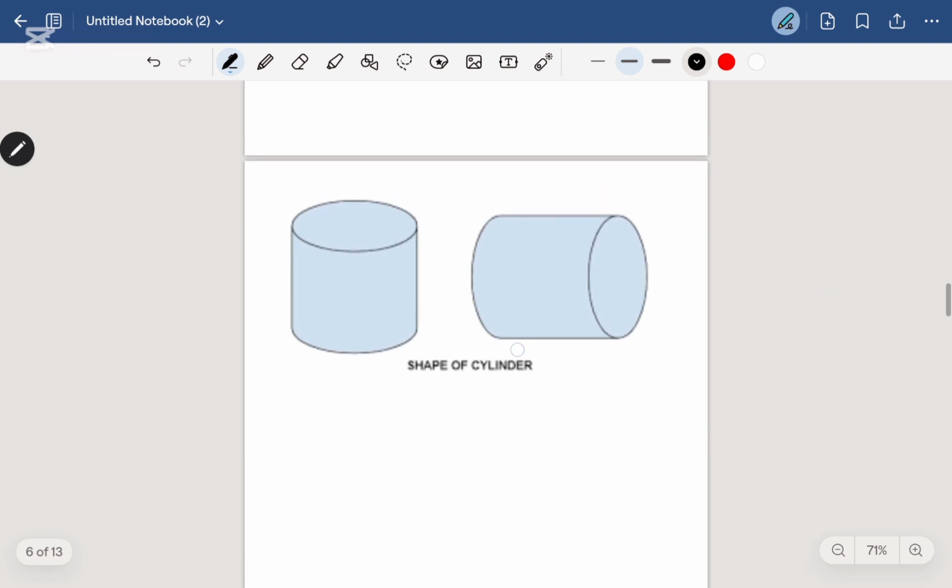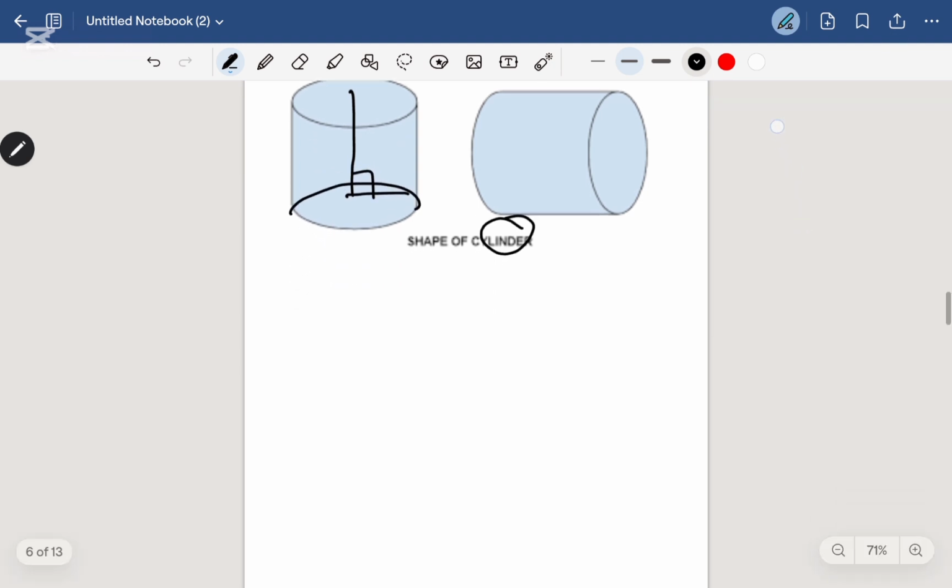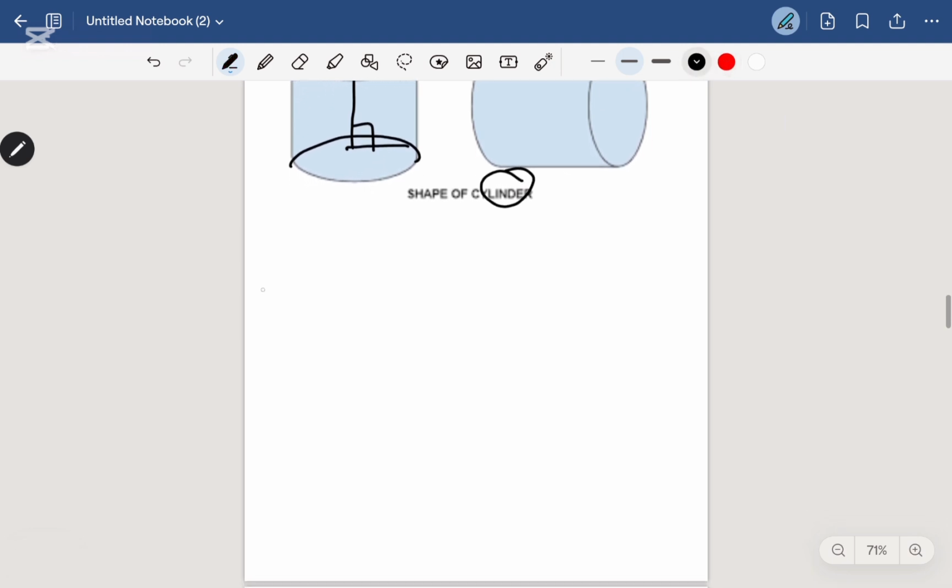Now we move on to cylinders. The only cylinder that we are going to be dealing with is a right cylinder. So the only type of cylinder they would get us is a right cylinder. Okay, so very simply, what you need to know is that the surface area of a cylinder is 2 pi r squared plus 2 pi r h.